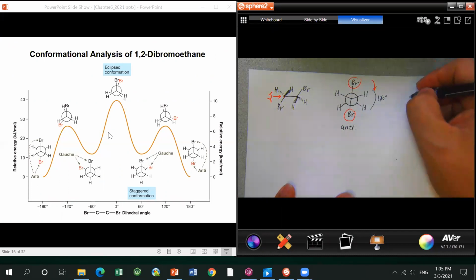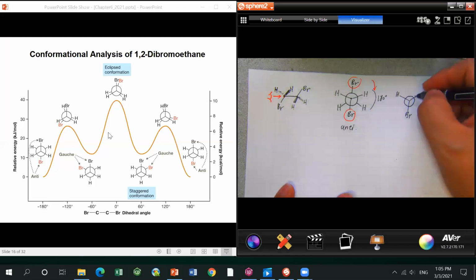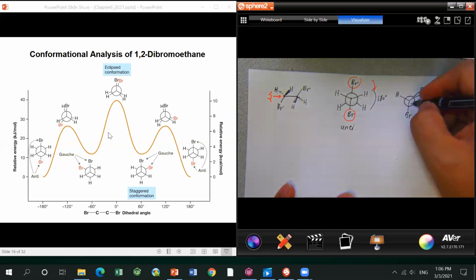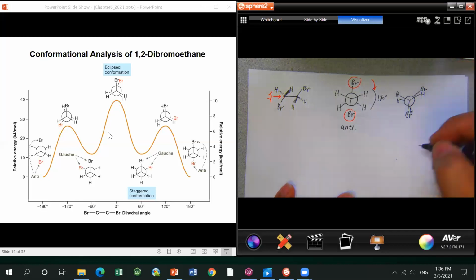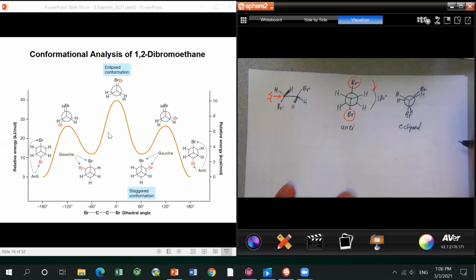And then we generate the second conformation. The front carbon stays the same, and the back carbon rotates. If we rotate 60 degrees, the bromine will overlap with a hydrogen, another hydrogen overlaps with this bromine, and then the third hydrogen here. We know this one from last time. We call this eclipsed, which is relatively unstable, higher energy.